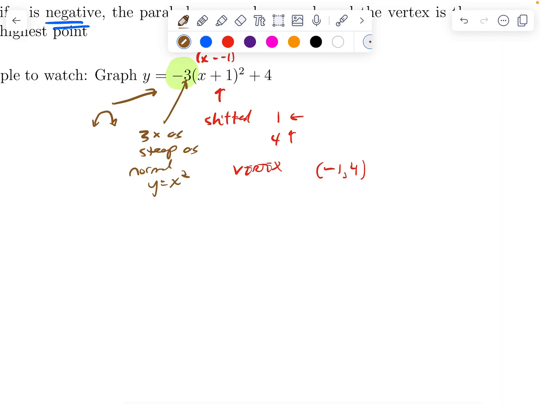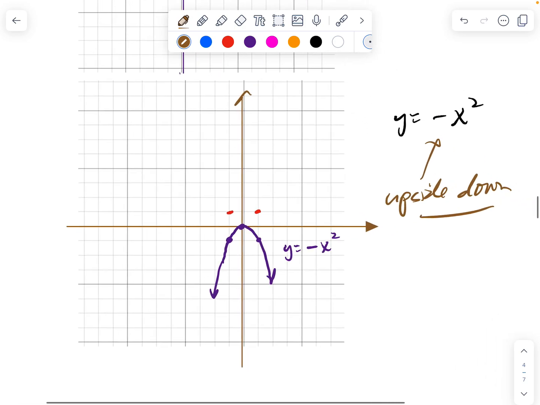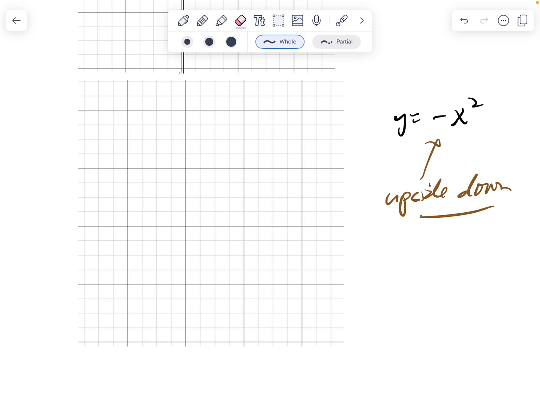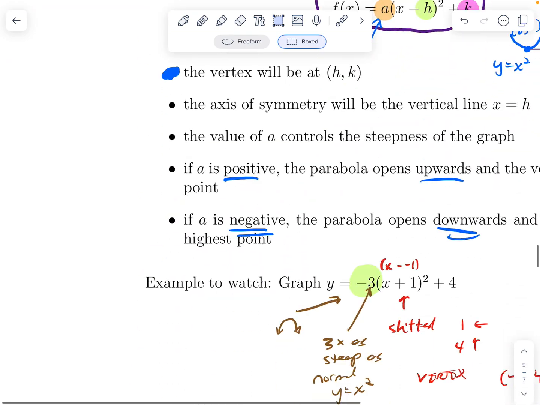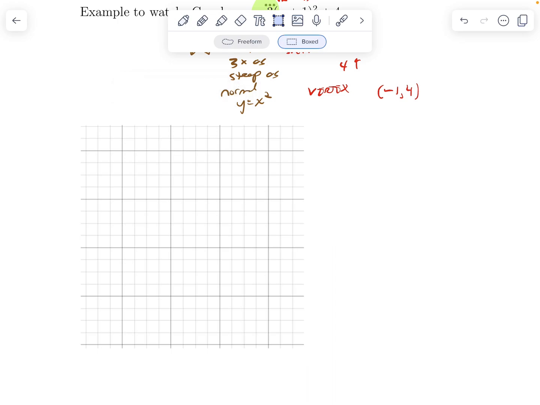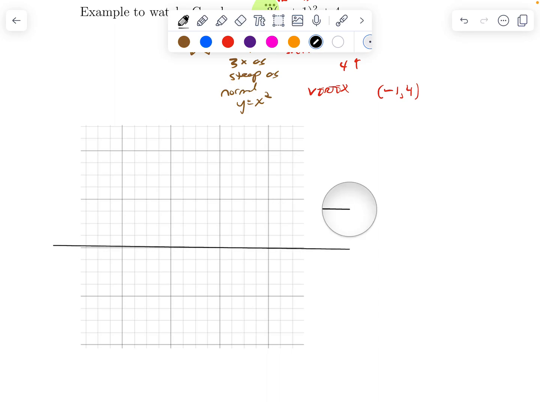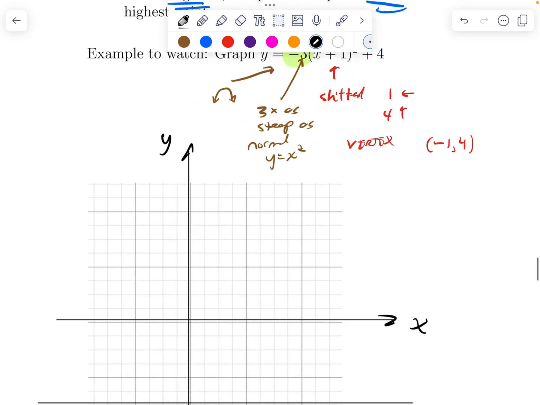I don't even have a grid here. I guess I could copy one from... Let's temporarily erase this stuff and copy this grid. So I've created my grid. Let's put axes on here. So we'll say this is our x-axis. This is our y-axis. Our vertex is at -1, 4. So that is here. 1 to the left and 4 up.